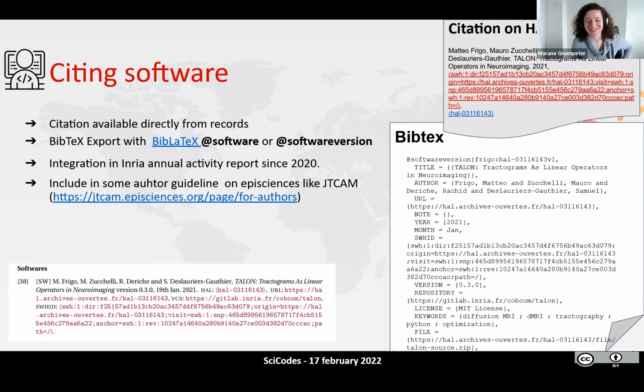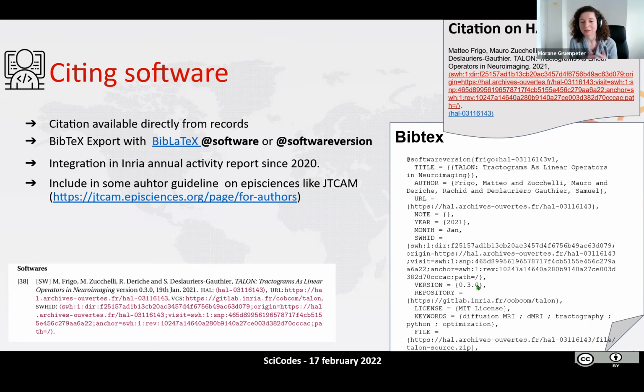Would you like me to answer? Yes, no problem. So actually the BibLaTeX specification has 4 types. There's software, software module, software version, and code fragment. There are different levels of granularity of software. So here we are using software version because the specific version was identified in the metadata.